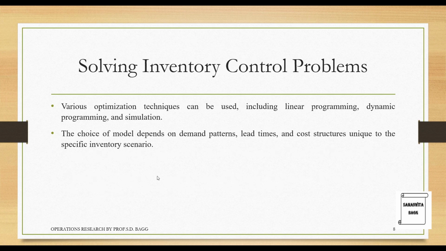Solving inventory control problems, various optimization techniques can be used, including linear programming, dynamic programming, and simulation. We have already discussed all three of them. You can go through the videos and you will understand the meaning of it. The choice of model depends on demand patterns, lead times, and cost structures unique to the specific inventory scenario. So whatever model you have to use, it will depend upon the scenario. That is, if you have constant demand, you should go for the EOQ model. If you have variable demand, then you should go for the SS model. So, accordingly, you should decide on the model that you have to use.